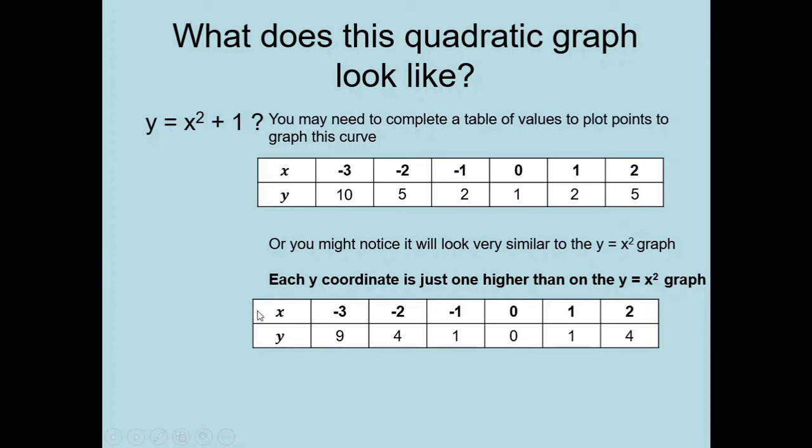And look at this one. This is where y is equal to x squared. Negative 3 squared is 9. Negative 2 squared is 4. Negative 1 squared is 1, and so on. And notice that all of the numbers in this table are just one higher than the numbers in that table. So if we know what this graph looks like, which we definitely should, we should be able to see what this graph will look like without having to plot every single point.